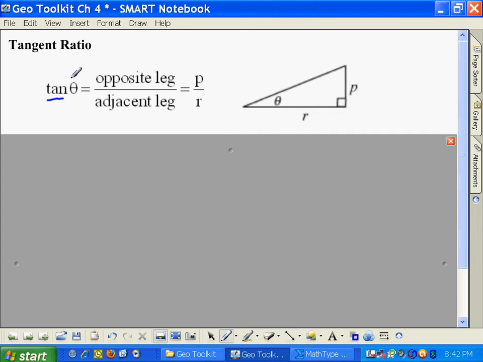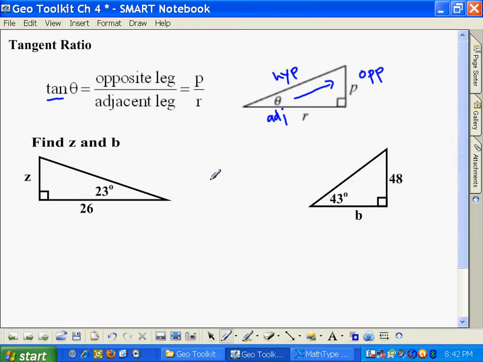And tangent is a ratio, and it's defined as the length of the opposite leg divided by the length of the adjacent leg. And in this case, it's P and R. This would be our opposite, and that's because it's opposite our angle, and this is adjacent. And this is the hypotenuse, as we've talked about before with right triangles. So it's the opposite divided by the adjacent, those lengths. So here's how it's used.